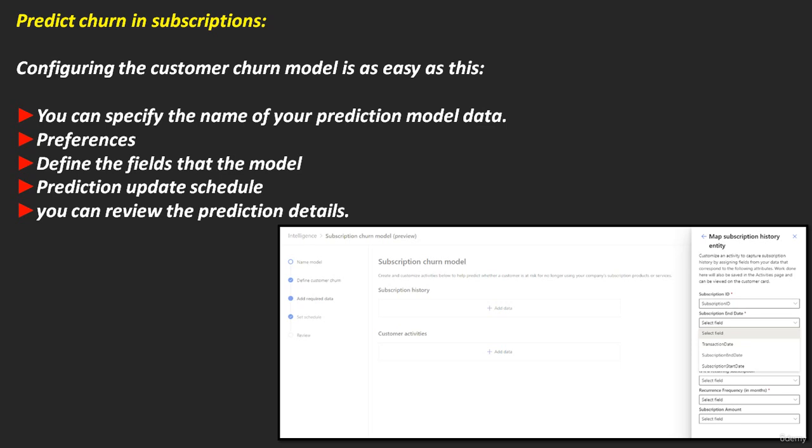And define the fields that the model will use to predict which customers are at a higher risk of churn, including subscription details and activities to support the subscription model. The prediction update schedule sets how often you will update the model. Before running the prediction for the first time, you can review the prediction details accordingly. This is the major process you can understand about configuring the customer churn model.